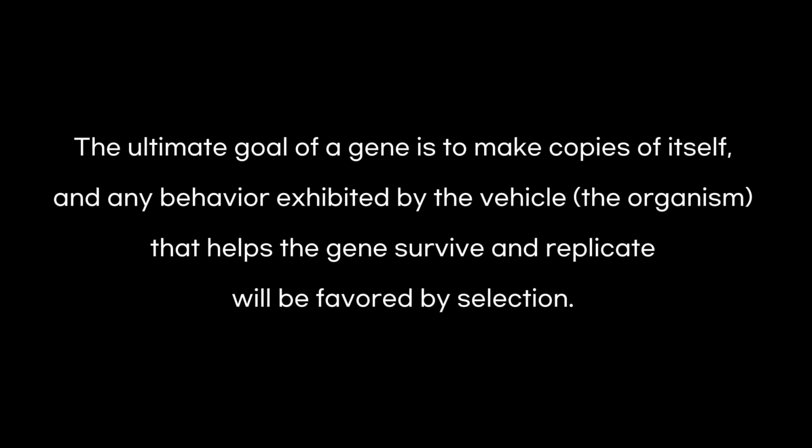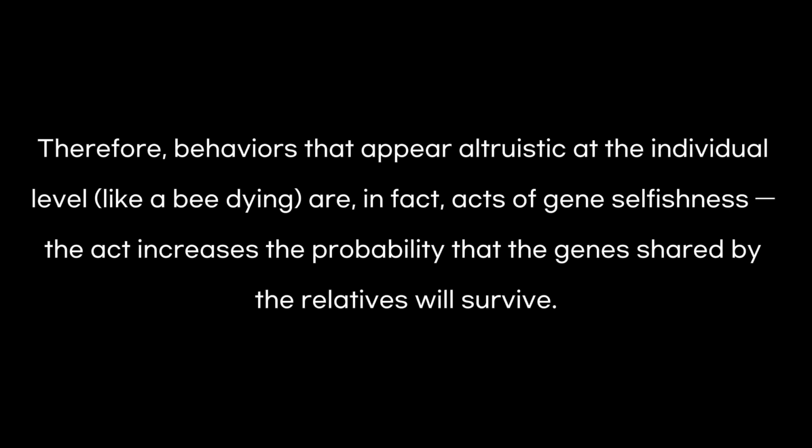The ultimate goal of a gene is to make copies of itself, and any behavior exhibited by the vehicle, the organism, that helps the gene survive and replicate will be favored by selection. Therefore, behaviors that appear altruistic at the individual level, like a bee dying, are, in fact, acts of gene selfishness. The act increases the probability that the genes shared by the relatives will survive.